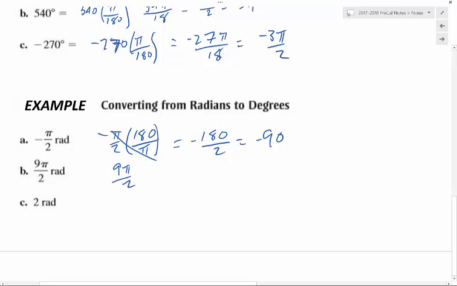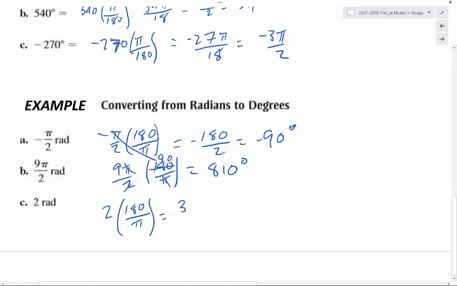9 pi over 2 times 180 over pi. Pi's cancel. 2 goes into 180 90 times. 90 times 9 is 810. And let's make sure to put our degree symbol. Finally, 2 radians times 180 over pi will give me 360 over pi.